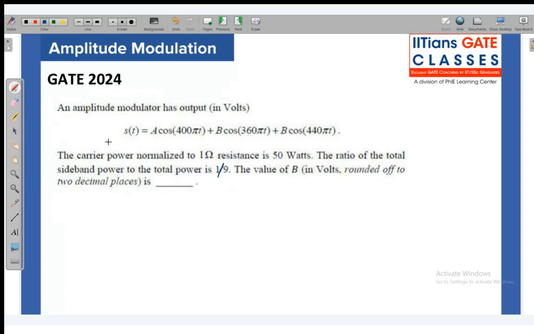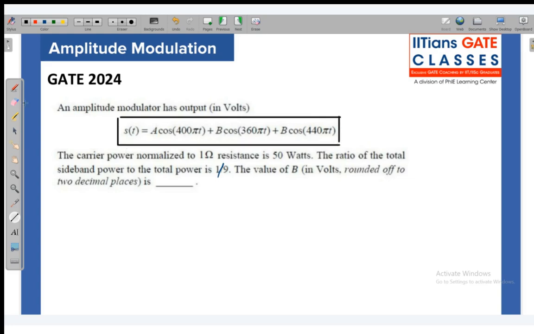Now, can you guys tell me which component is the carrier, which component is the upper sideband, and which component is the lower sideband? Are you able to identify? Here you can see there are three terms. Which one do we call carrier, which one will be upper and which one will be lower? Anyone, guys? Come on.